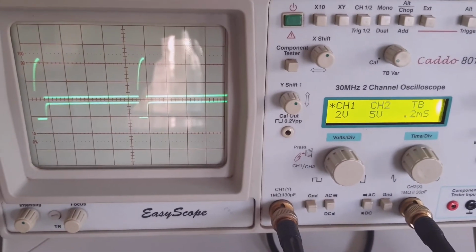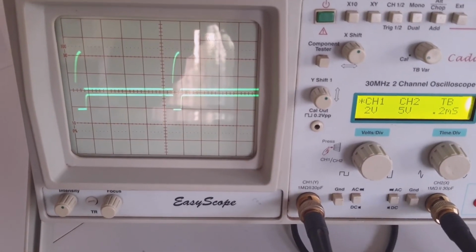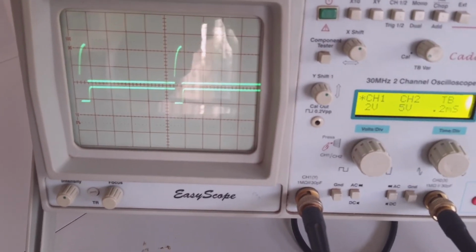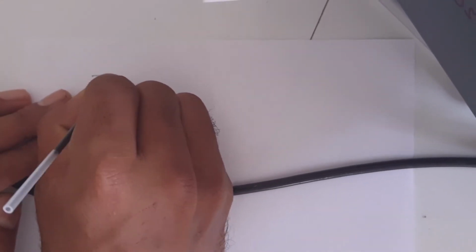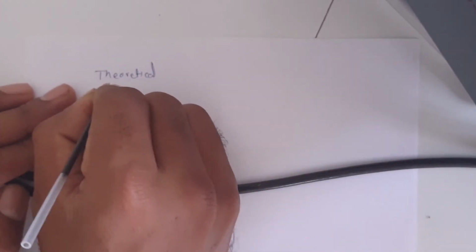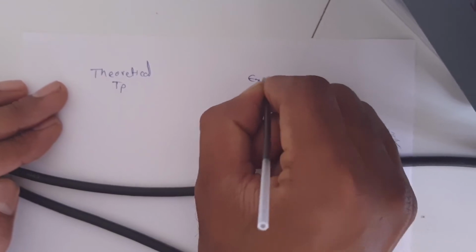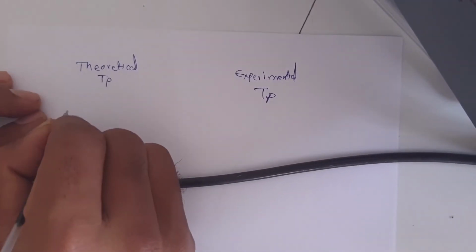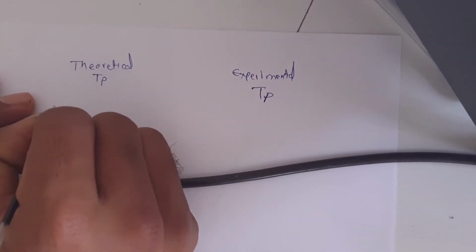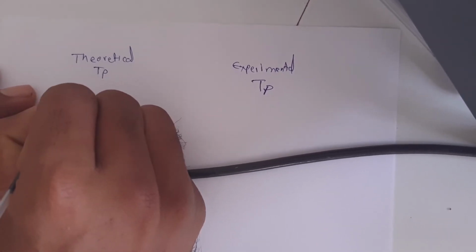So from the CRO we can see that the pulse width during which the transistor is off is 0.4 centimeter and time base is 0.2 millisecond. So let us calculate the pulse width, theoretical one and experimental. Theoretical TP and experimental TP. Theoretical TP formula is 0.7 RC.